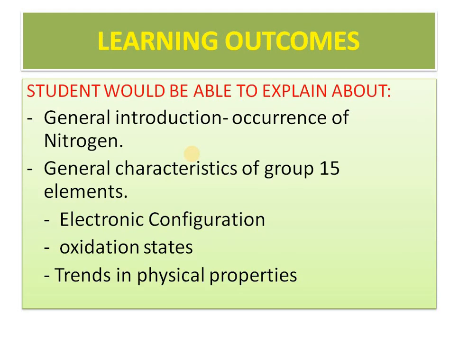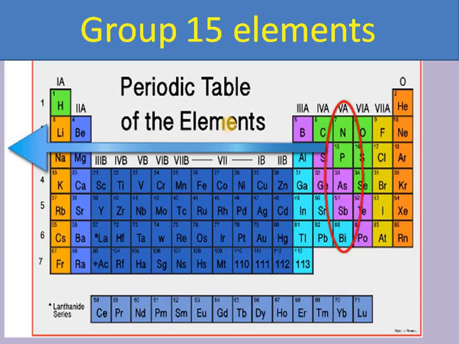Okay, so the learning outcomes from this session are that students will be able to explain the general introduction and occurrence of nitrogen, and the general characteristics of group 15 elements in regard to electronic configuration, oxidation states, and some trends in physical properties like melting point, boiling point, density, ionization energy, electron affinity, electronegativity, and metallic character. Okay, let us start. We are going to start the discussion on group 15 elements.